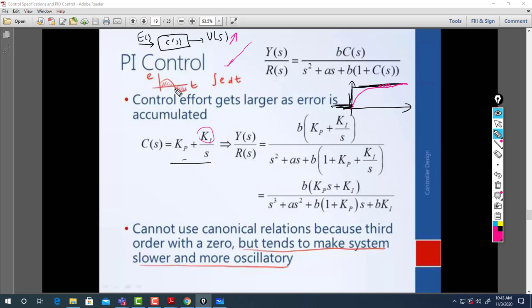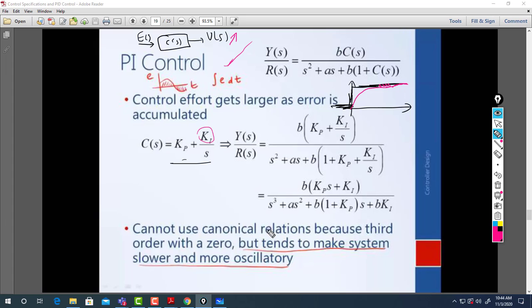Integral, looking to the past, does the summation of error, and the proportional looks to the actual error as it is now, in the present. Okay, they did the same. They replaced C by Kp plus Ki over S, and they get this closed loop transfer function, and a first order approximation as well. But this is a third order system. So how to do it? You cannot do it this way. You cannot use the canonical relation because it is third order with a zero also.